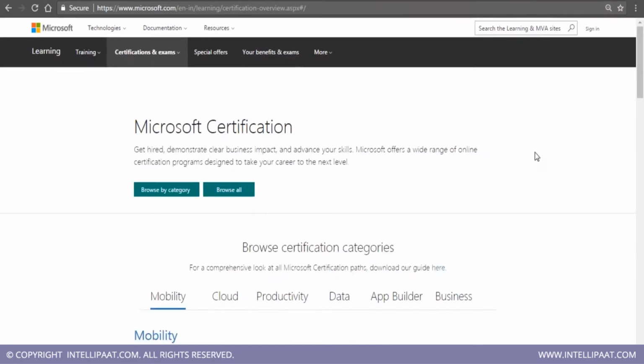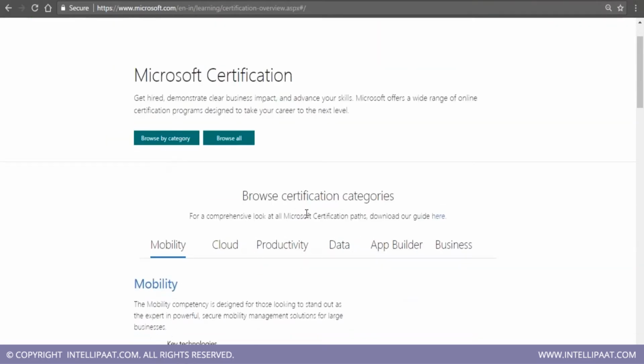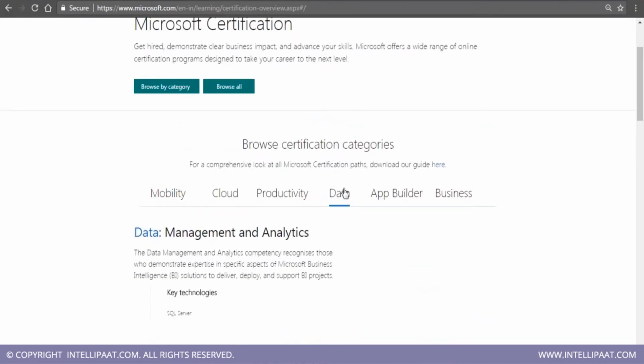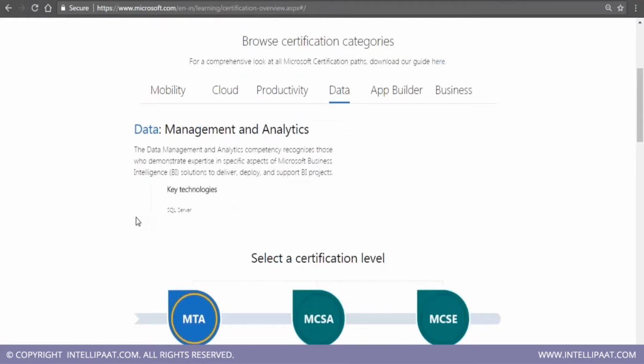So if you see, these are different certification categories that Microsoft has, and obviously the category you are looking at is the data category. So all the aspects of it, you can see, demonstrate expertise in specific aspects of Microsoft Business Intelligence solution. And SQL Server is basically the key underlying technology software that you're using. So everything that we are discussing, everything that you have in MSBI, is ultimately a SQL Server suite of tools. As I mentioned, SQL Server Integration Services, SQL Server Analysis Services, and SQL Server Reporting Services.